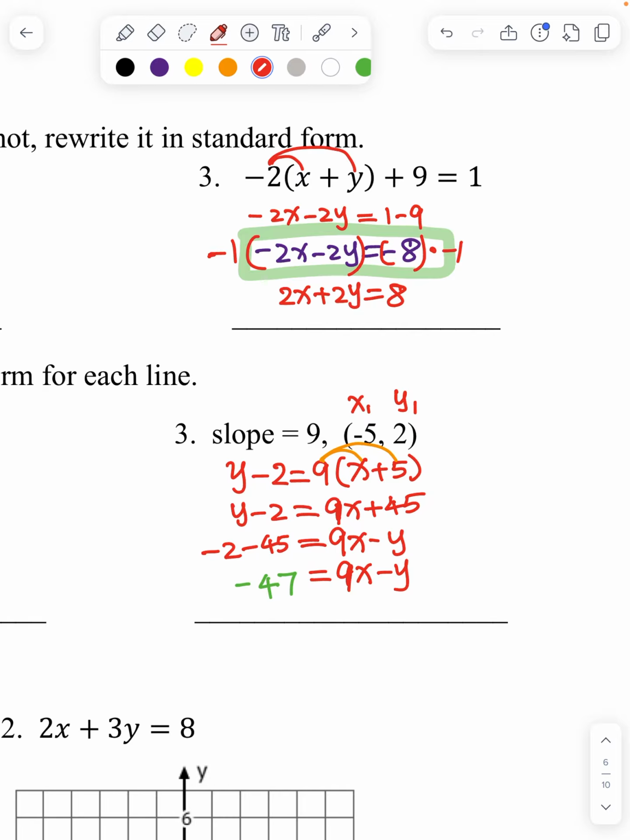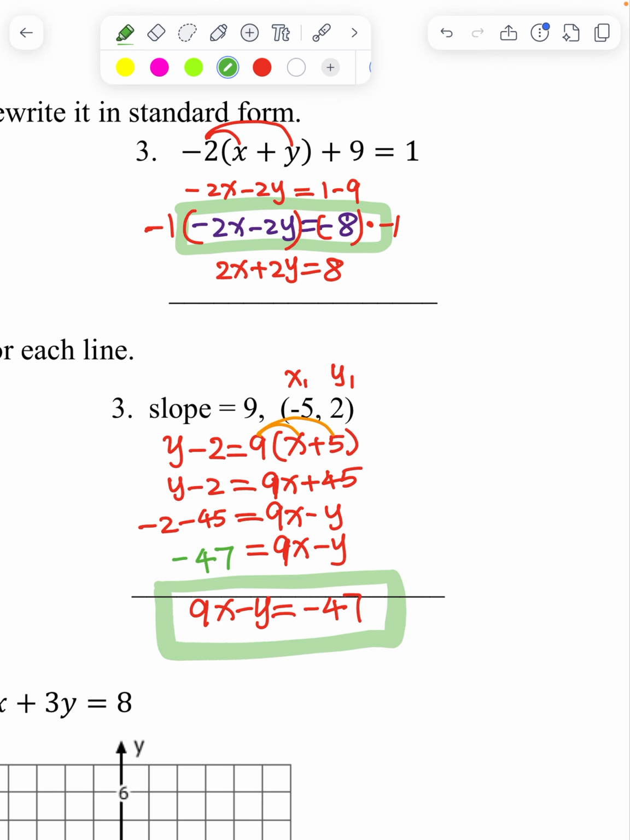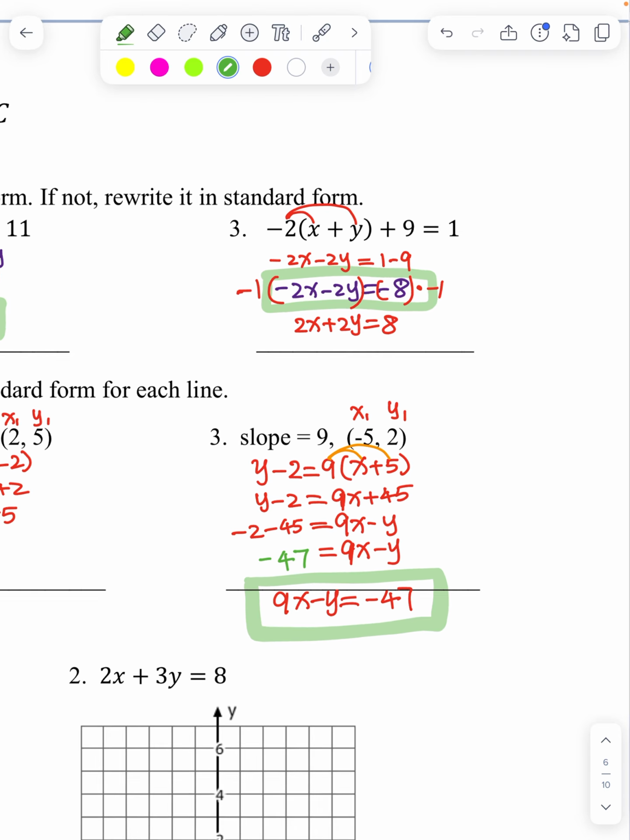Now let me write out the final. I want to keep the variable at the left, and then the number to the right side. So now 9x minus y equal to negative 47. So that's it.